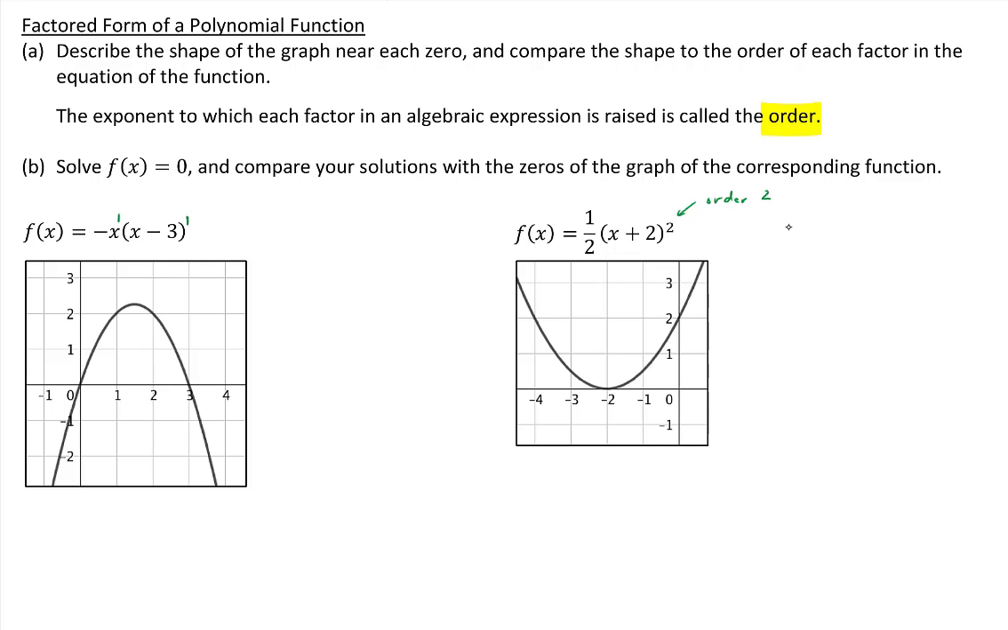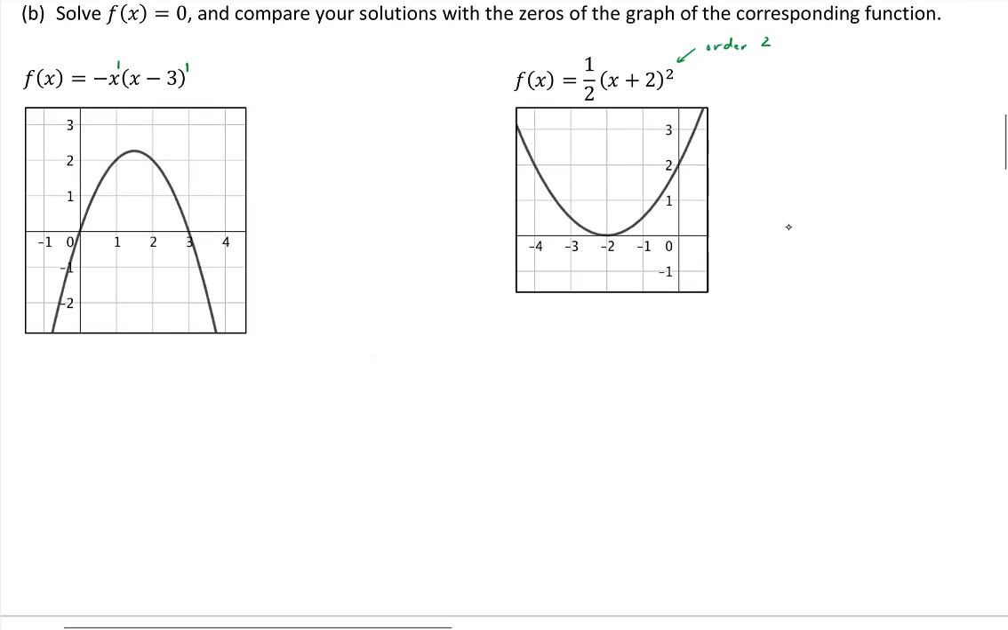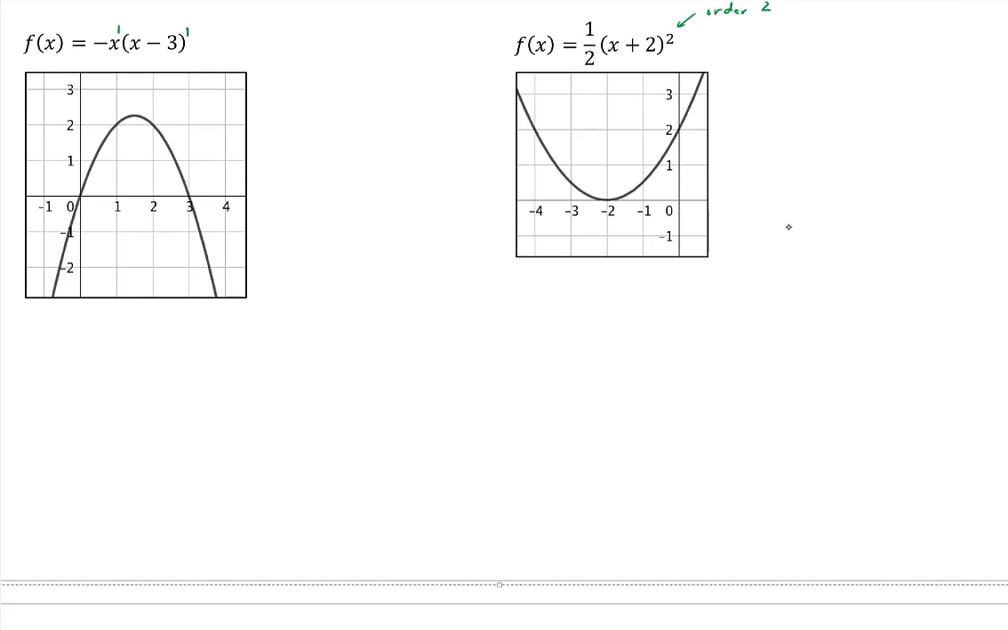The second part we're going to do is also solve for the zeros and compare the solutions with the zeros of the graph in the corresponding function. So let's go through the first example. First of all, let's identify the zeros. We have a zero at 0 and a zero at 3. You notice the order is 1 for each of those factors.